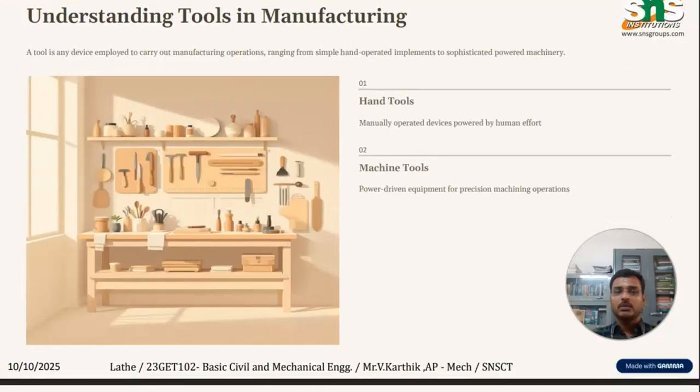Understanding the tool in manufacturing, the hand tools are mainly called the manually operated devices powered by human effort. In the lathe machines, in olden lathe machines, we have different types, central lathe and the main lathe, where the feed and the tool fixing or the chuck adjusting are all done with the hand tools. Now it is available in the machine tools. It is driven by the power driven equipment, which is like CNC machines or the motor operated machines. Here it will be done using the power source.